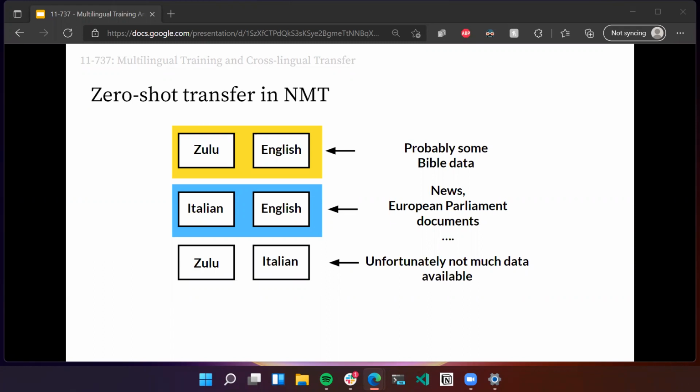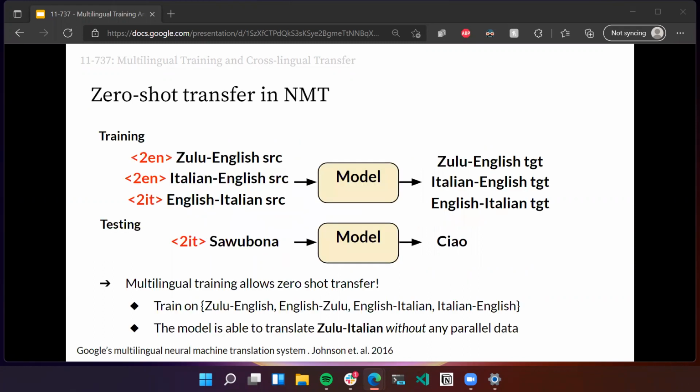So how do you go about this? Turns out the answer is quite simple. The naive approach of training our model on the language pairs that we have data for and testing on unseen language pairs just kind of works out of the box. So in this case, you train it on Zulu English, Italian English, English Italian. And at test time, you'd feed it Zulu, but you'd give it the tag Italian, which is a combination that the model has never seen in training. But despite this, the model sometimes, not always, will still be able to translate to Italian.